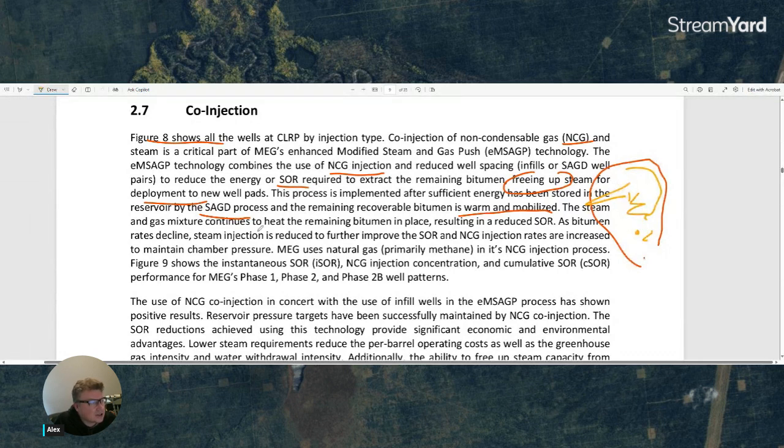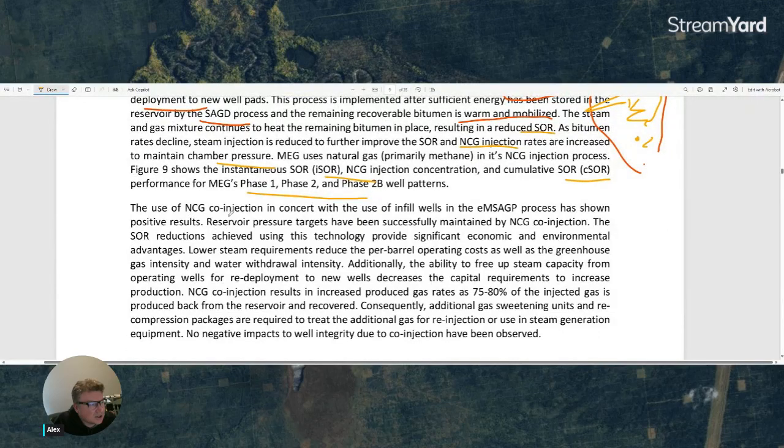The steam and gas mixture contains the heat to remaining bitumen in place, resulting in reduced SOR. As bitumen rates decline, steam injection is reduced to further improve the SOR, and NCG injection rates are increased to maintain chamber pressure. It's exactly what I was talking about. MEG uses natural gas in its NCG injection process. Figure 9 shows instantaneous SOR, ISOR, NCG injection concentration, and cumulative SOR, CSOR, performance for MEG's phase 1, 2, 3, 2B well patterns.